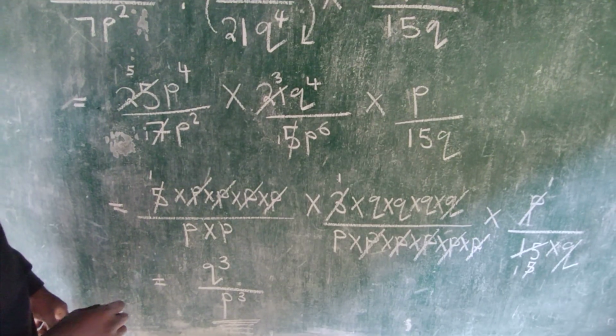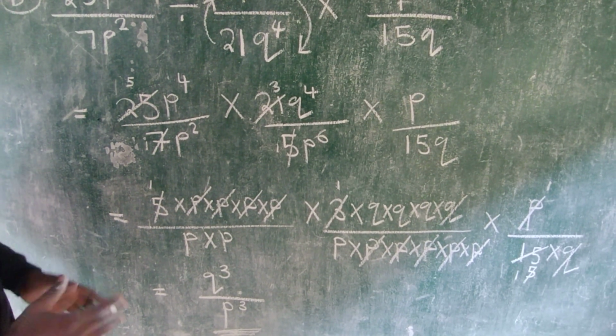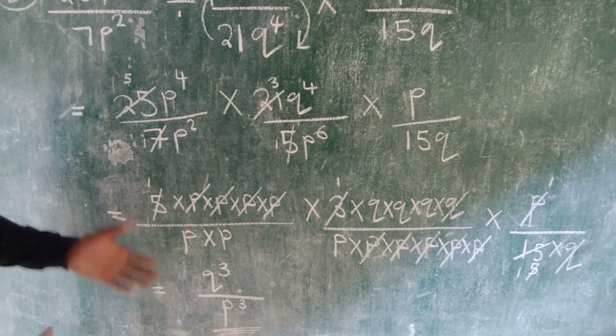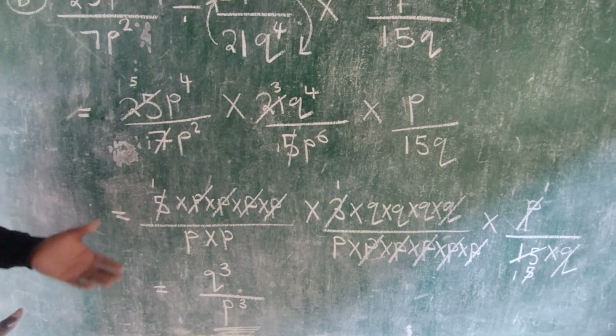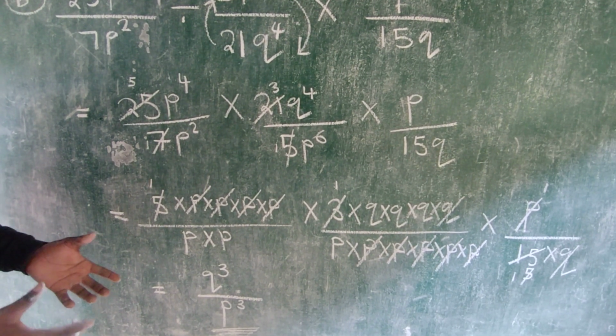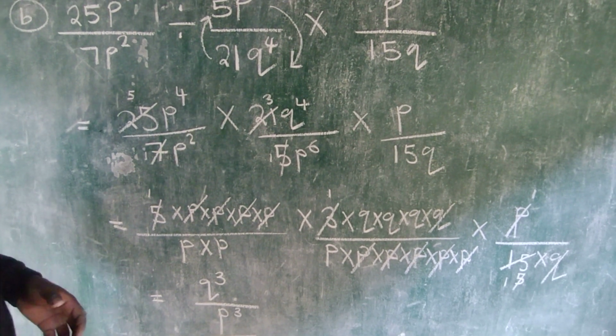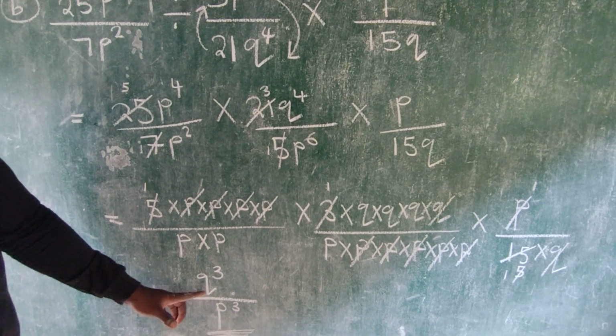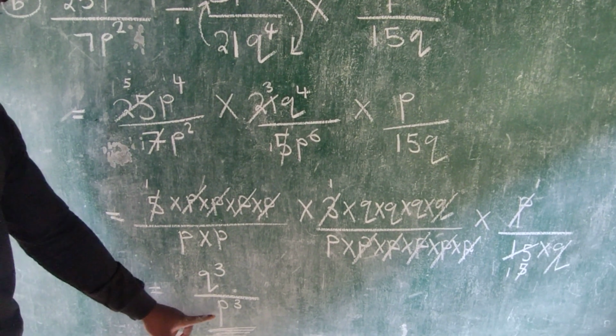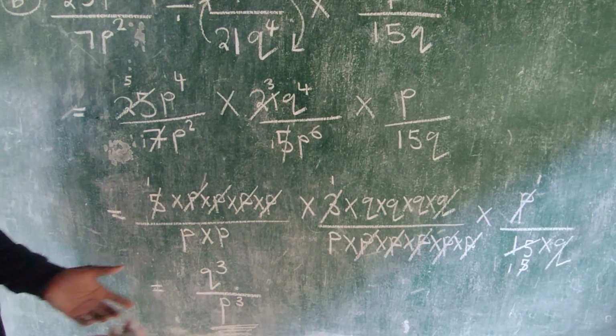Okay, so I'm saying, I hope it's clear here. If it's not clear, you are free to comment. Then I'll be able to make a follow-up. Okay, so our final answer is q raised to the power of 3 over p raised to the power of what? 3. We have simplified this.